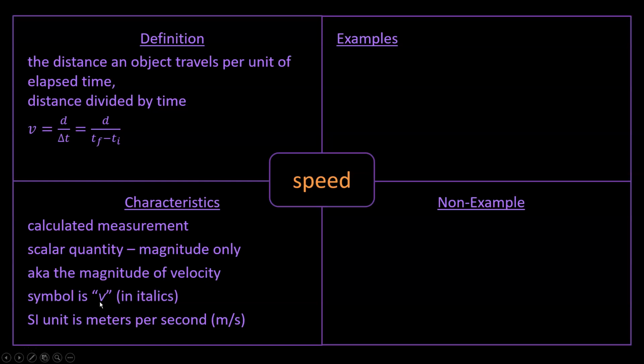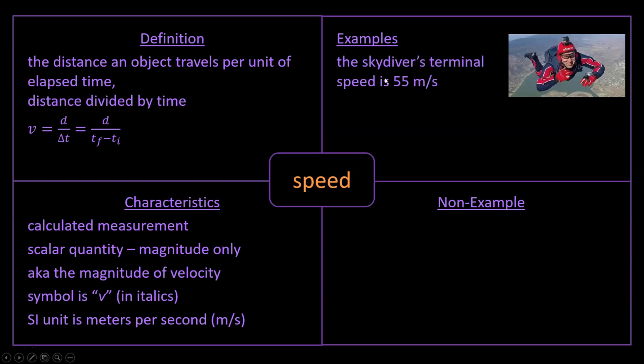So we use the symbol lowercase v, but we use it in italics to mean speed, bold type to mean velocity. Now in our class, you'll just see v. I won't use boldface and italics to distinguish the two. The SI unit is meters per second.